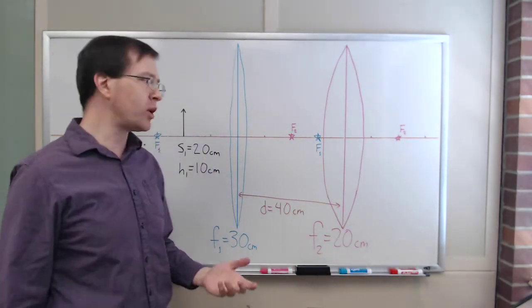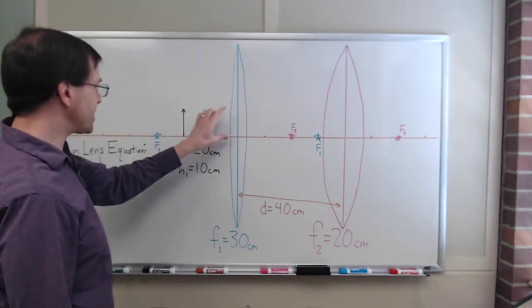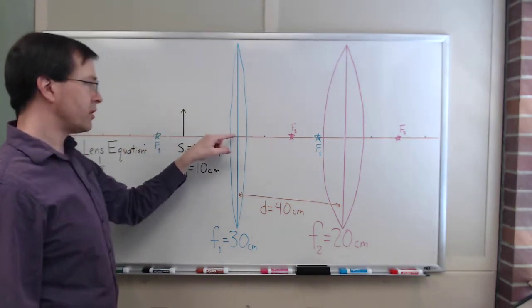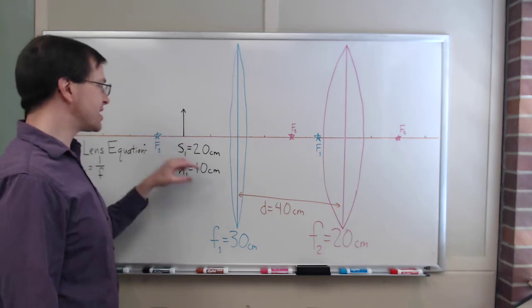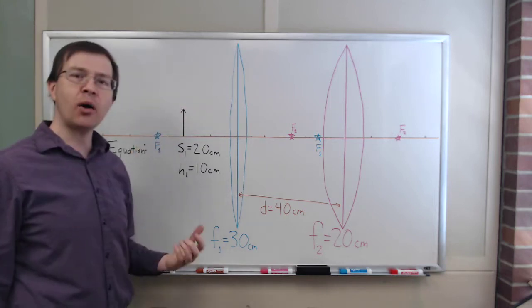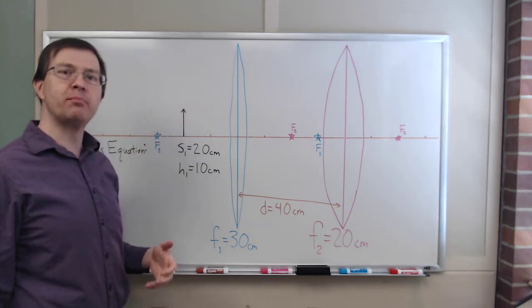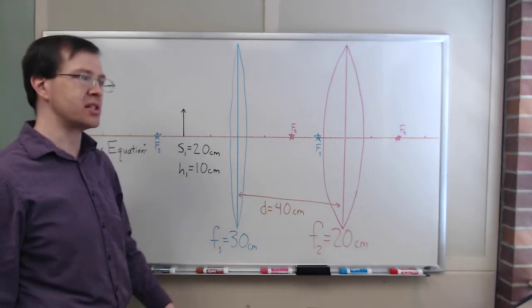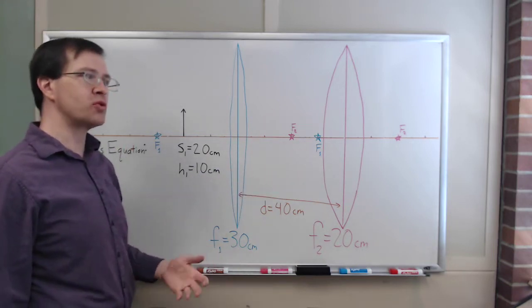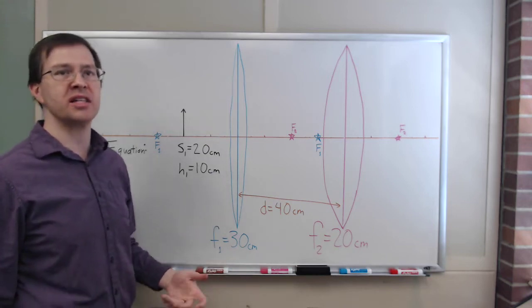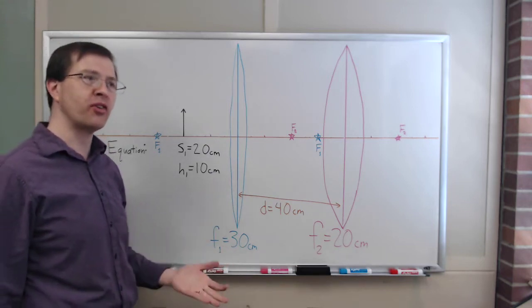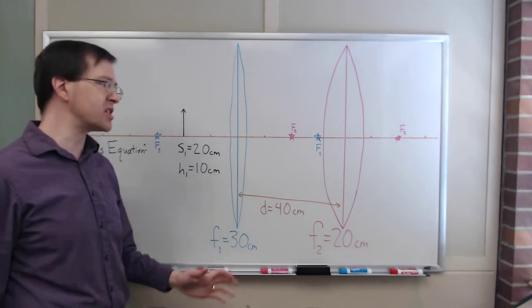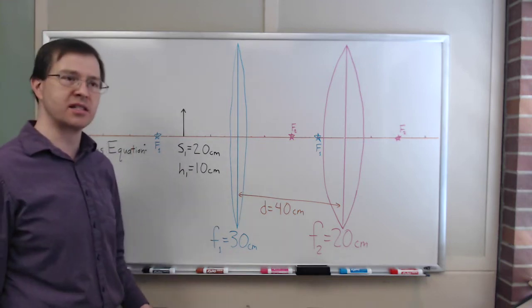And what I want to do, I'm going to place an object 20 centimeters before lens number one that is 10 centimeters high. And I want to know what will be the position of the final image produced by the combination of both these lenses, and when that final image is produced, where is it, and how tall is it? Is it real or virtual? Is it upright or inverted? All those sorts of questions we ask about lenses, we're going to ask it for this two-lens system.